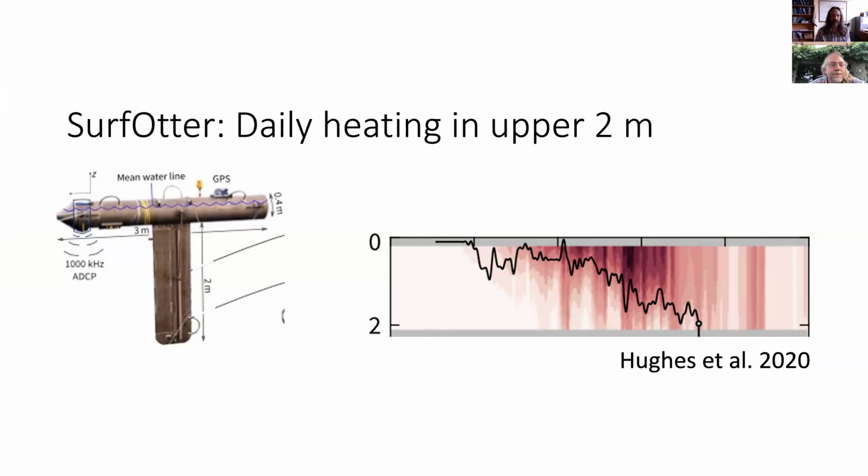So here's another example from that surf otter that Mohm and Schroyer had been developing. And this is an example from a paper by Ken Hughes from 2020 of the diurnal warming. This is one day, and the red colors are warm temperature anomalies in the upper 2 meters measured by the surf otter. And so this is the daily warming in this case. There's several really nice examples, and this is one where it warmed by, I think, about 2 degrees.